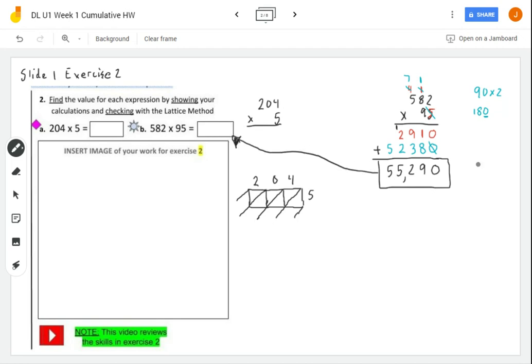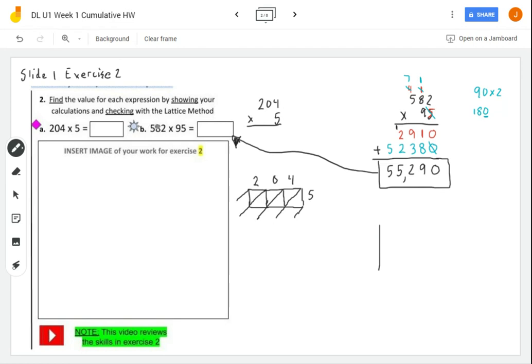I need to check. I need to make sure that I was accurate. And you can either check by inverse, which is long division with this number and one of these numbers, or you can use a second method of multiplication. That's a lot easier in my mind, so I'm going to go with that.